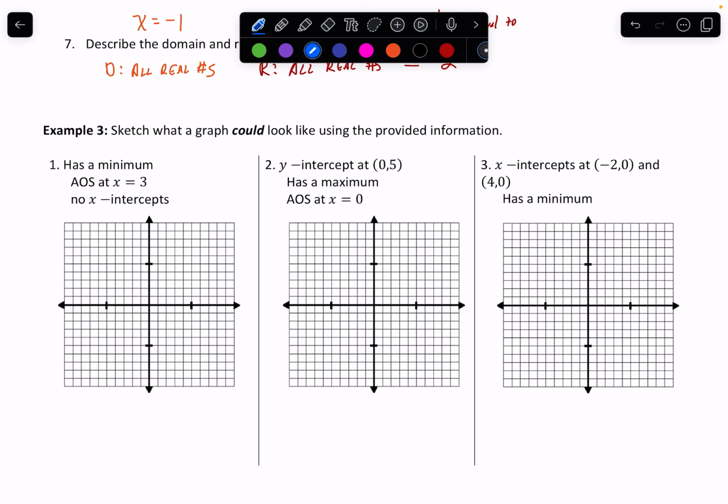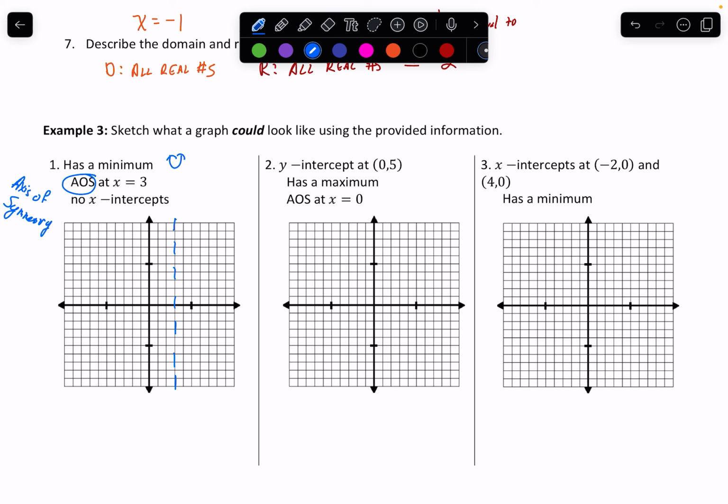So we want to be very careful about what each of these features is telling me. It has a minimum. So think about, what does that tell you about the graph? Oh, if it's got a minimum, it's got to open up. All right, the axis of symmetry at x equals 3. So I'm going to draw in a vertical line here at 3, because that's going to be the axis of symmetry. That's what AOS stands for. This here stands for axis of symmetry. So that's cutting the parabola in half.